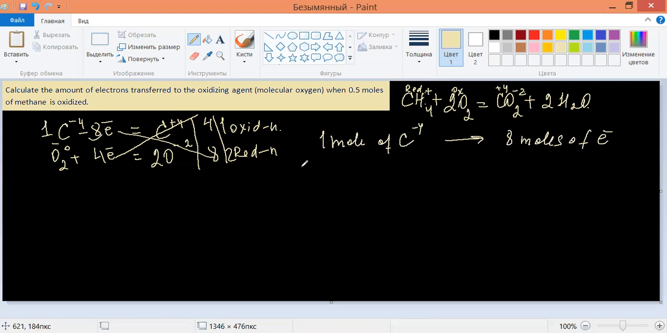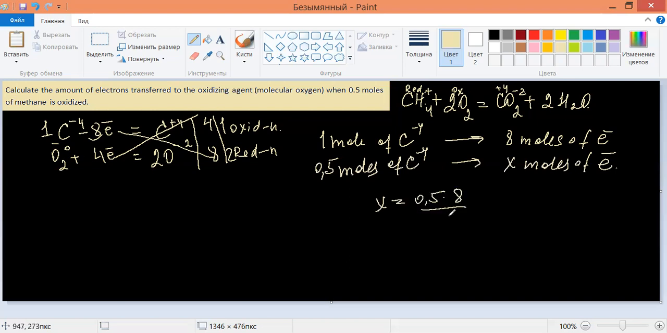And according to the problem, we have got 0.5 moles of methane, and so it loses X moles of electrons. So we understand that X equals 0.5 times 8. We've got 4 moles of electrons. So this is the answer to the question, 4 moles of electrons.